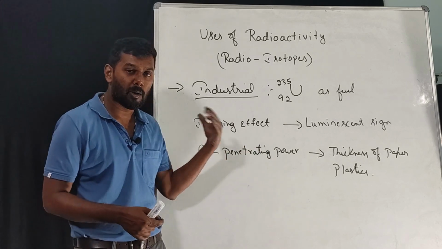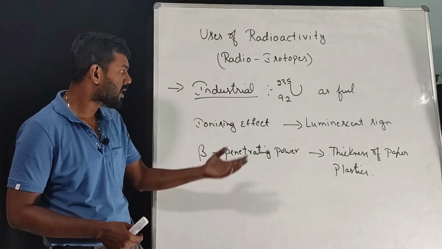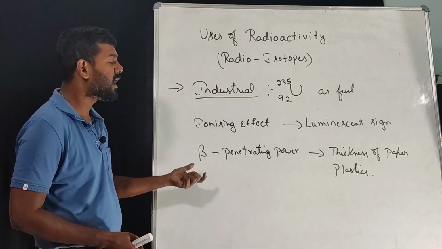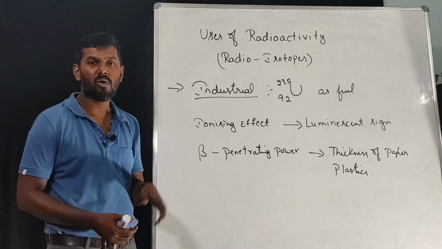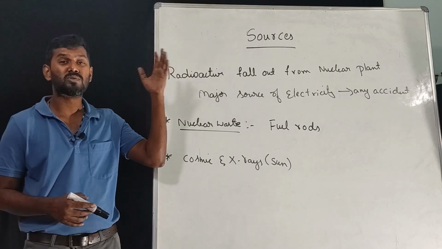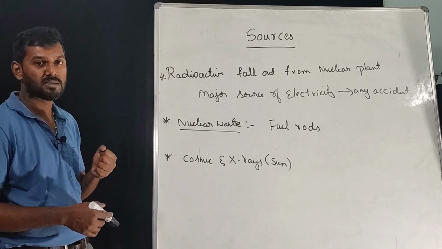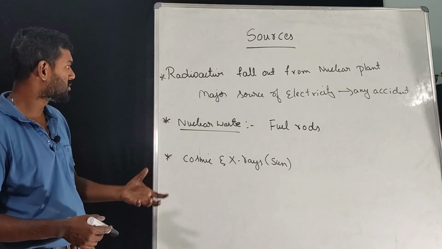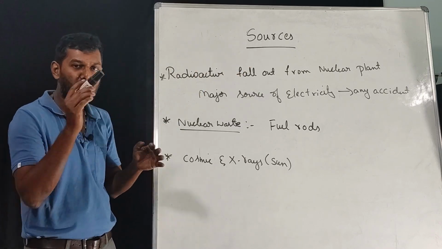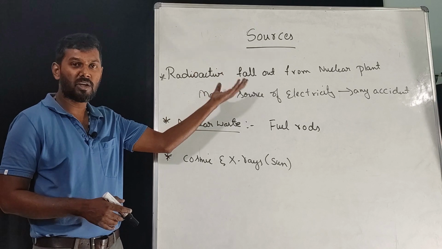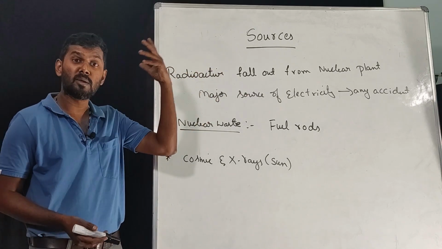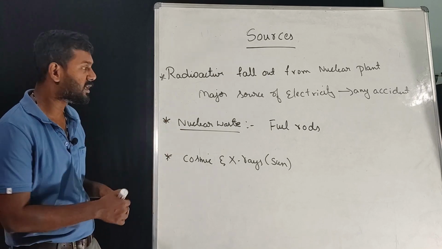Next, by knowing the beta penetrating power, we can control the thickness of paper and plastics. So these are the industrial uses of radioactivity or radioisotopes. Now we'll learn about the sources of radioactive substances. So which are the main sources? Listen, the major source is the nuclear power plant. We use the nuclear power plant to produce electricity. So the nuclear power plant is the major source of electricity.